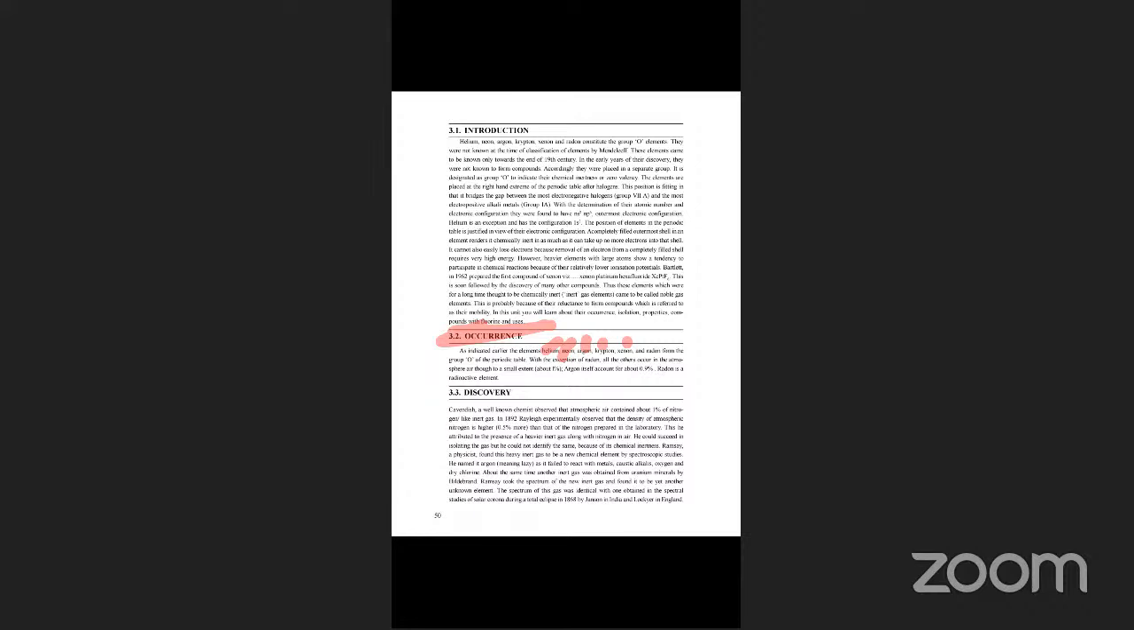And Ramsay, a physicist, found this heavy inert gas to be a new chemical element by spectroscopy studies. He named it argon. Argon means lazy, inert. It failed to react with metals, caustic alkali, oxygen, and dichlorine. Now, these zero group elements do not react with any other element. That's why they are called inert gas elements.